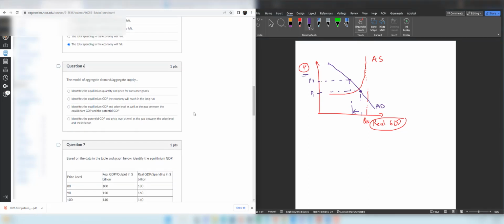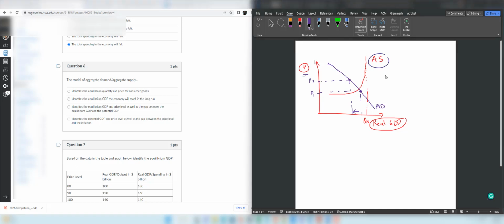Question 6, the model of aggregate demand and aggregate supply. So why do we use aggregate demand and aggregate supply? First of all, the intersection of AS and AD tells us about the equilibrium level of GDP in the economy. Therefore, it identifies the equilibrium GDP and the price level. As you see here, we have the equilibrium price level and equilibrium real GDP, as well as the gap between the equilibrium GDP and potential GDP.